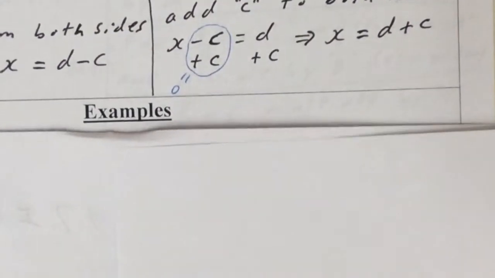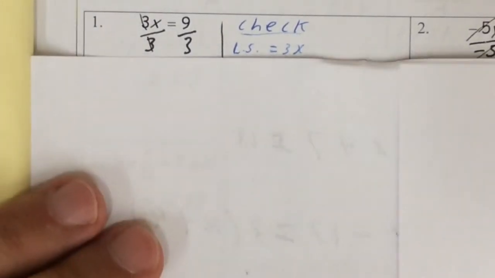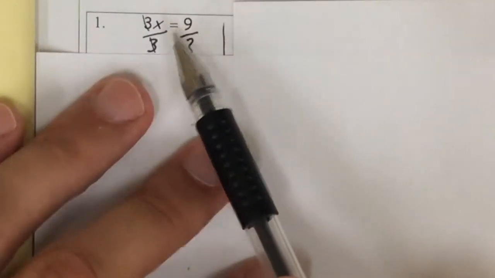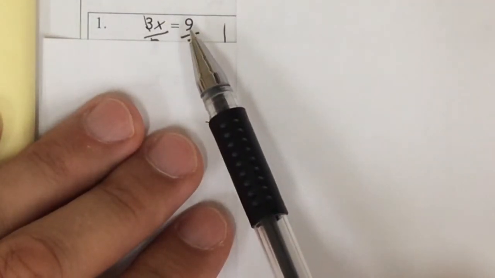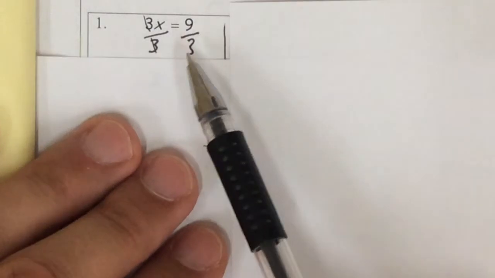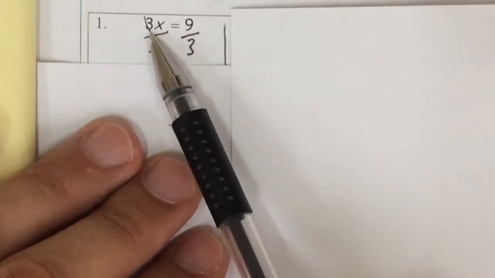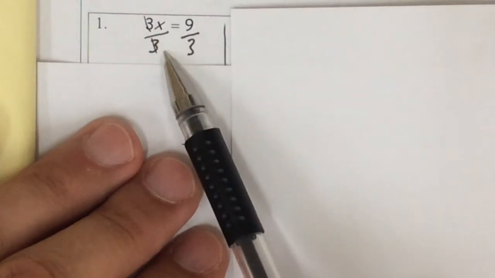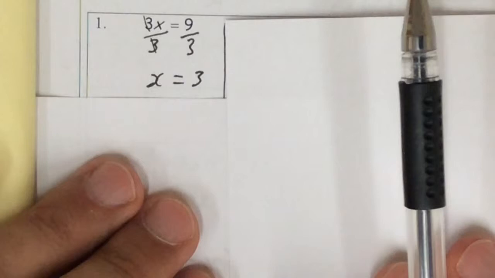Now let's do some examples with numbers here. Okay, so the first one is 3x equals 9. The first thing we're going to do is divide both sides by 3, because it was 3 times x, so we're going to divide by 3 to get rid of it. And then you get x equal to 3.